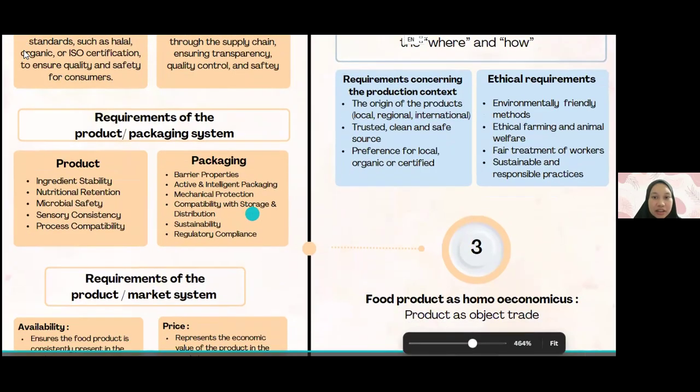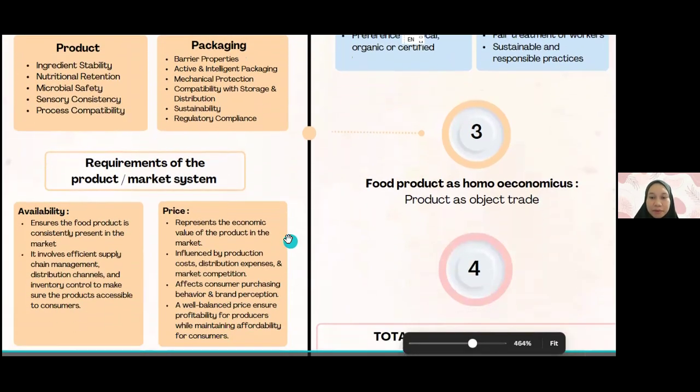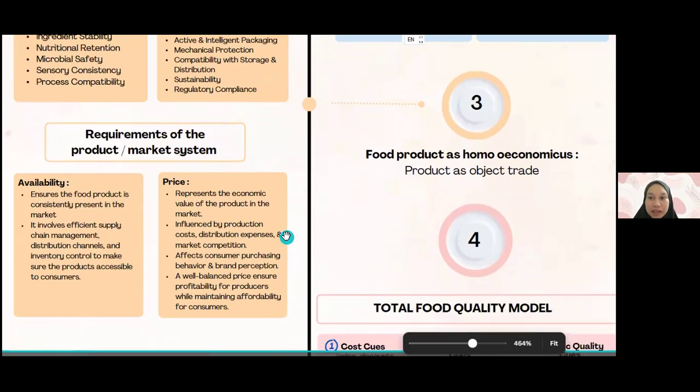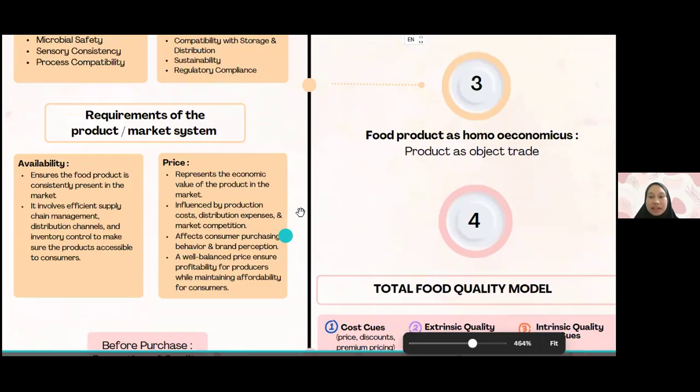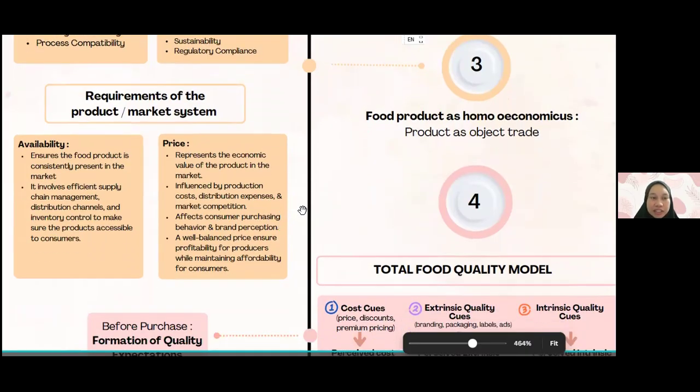Next, the requirement of product and market system focus on economic and market driving aspect of food quality. Two key requirements in this system are availability and price. Availability refers to ensuring the food product is consistently present in the market. It involves efficient supply chain management, distribution challenges, and inventory control to make sure the product is accessible to consumers when and where they're needed.